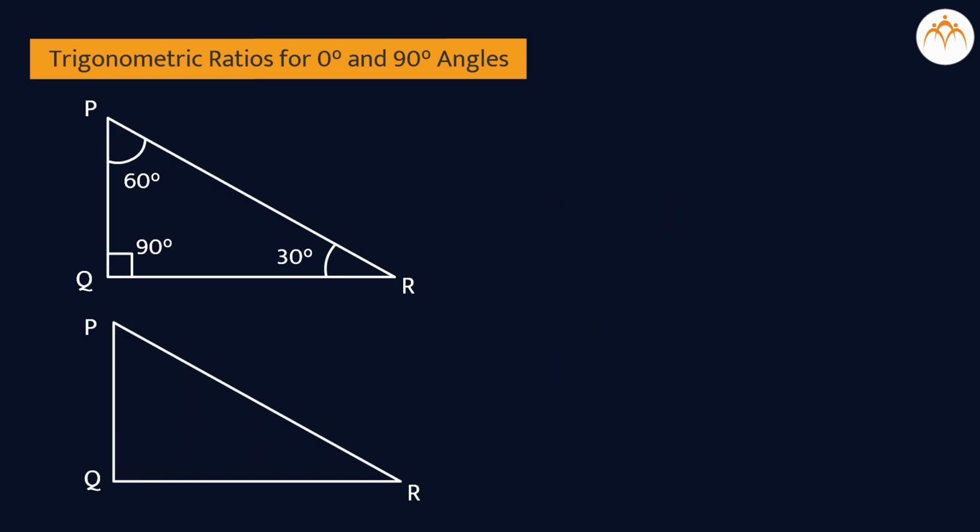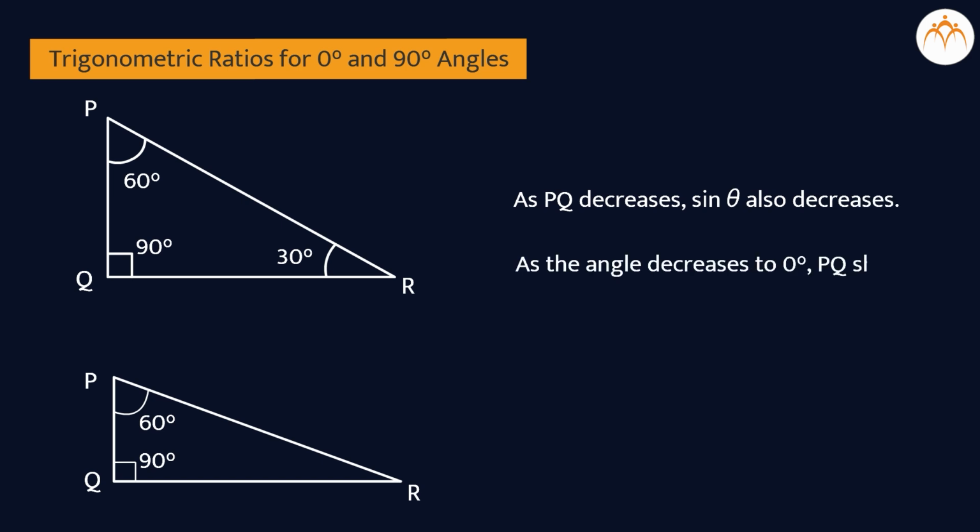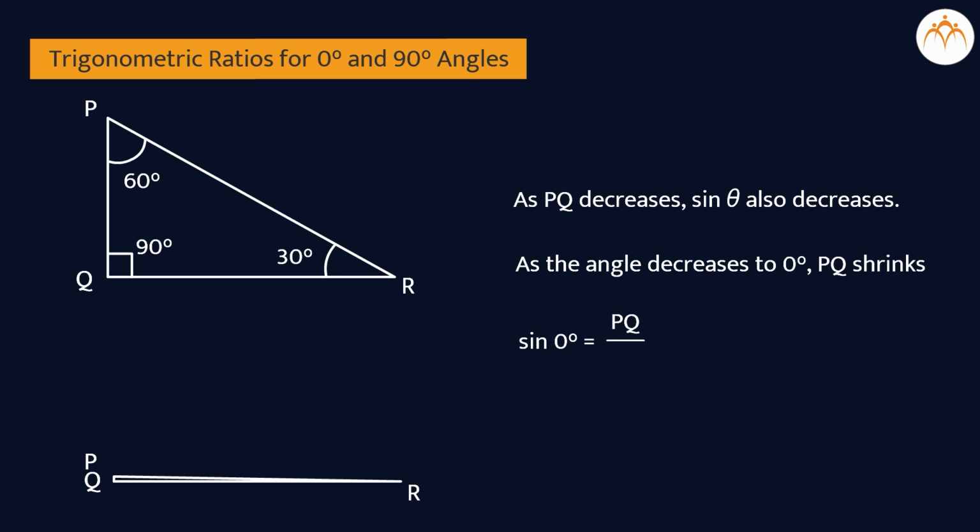If we decrease the measure of angle R while keeping PR constant, observe how the length of PQ decreases. The side opposite to a smaller angle is shorter and the side opposite to larger angle is longer. As PQ decreases, sin theta also decreases. As the angle decreases to 0 degree, PQ shrinks and sin theta becomes 0. Therefore, sin 0 degree equal to PQ upon PR equal to 0 upon PR gives us 0. Therefore, sin 0 degree equal to 0.